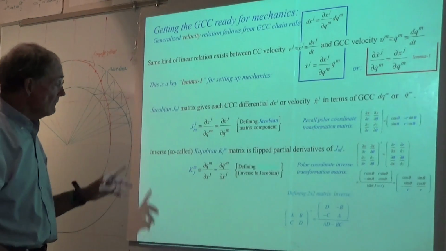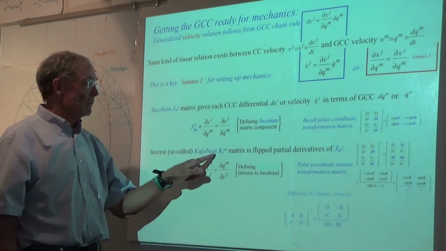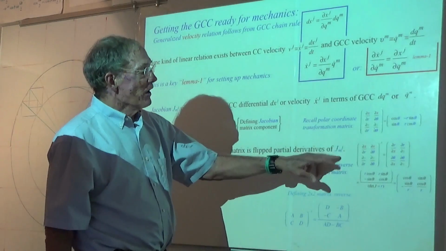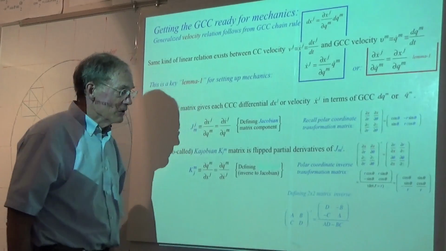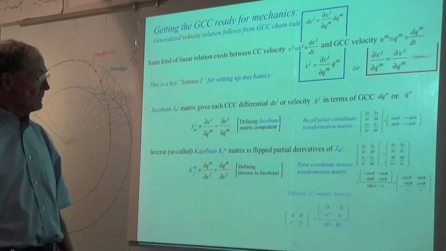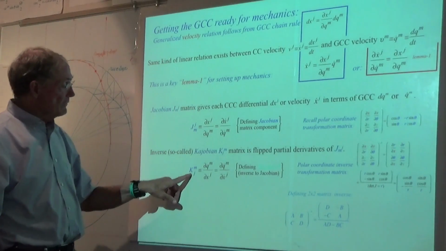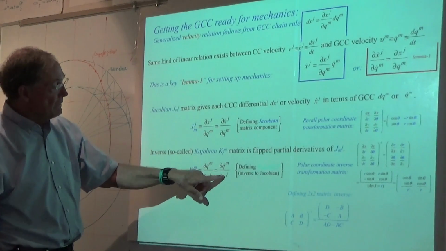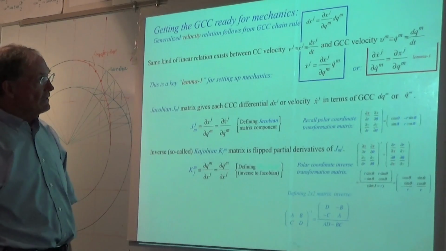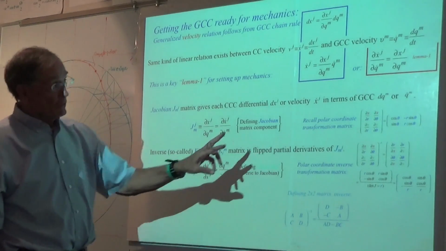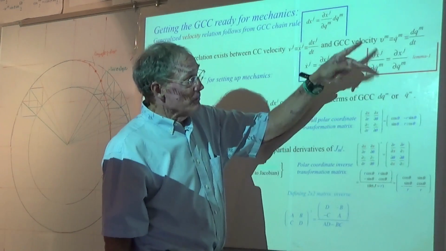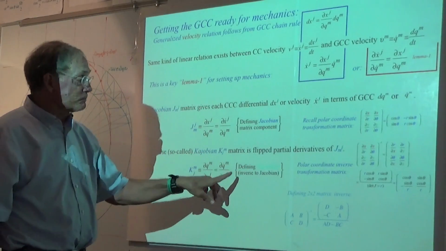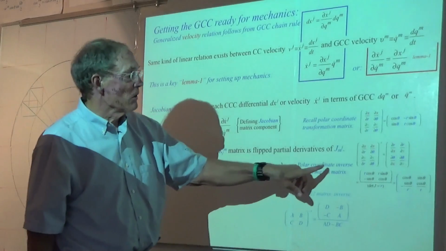But now the inverse, the so-called Cajobian matrix, flips the partial derivatives of this matrix. We're talking about now a matrix that involves q's up and Cartesians down. Same idea, and this would apply, limit 2 upside down works as well. Now, the inverse of the Jacobian for polar coordinates.